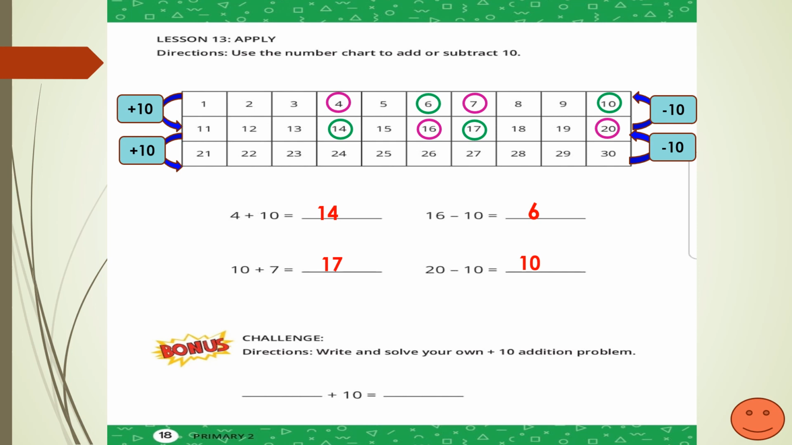The next problem, 16 minus 10. If I want to solve the problem without the number chart, I don't have the number chart now. So write 6 as it is and subtract 1 from the tens place. So 1 minus 1 equals 0. So 16 minus 10 equals 6.